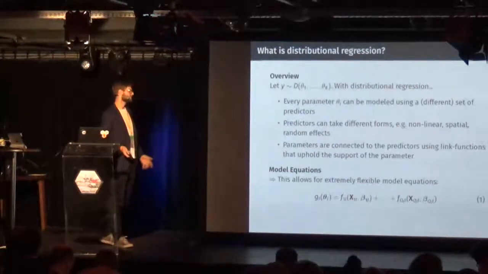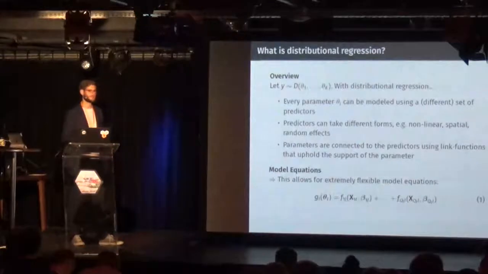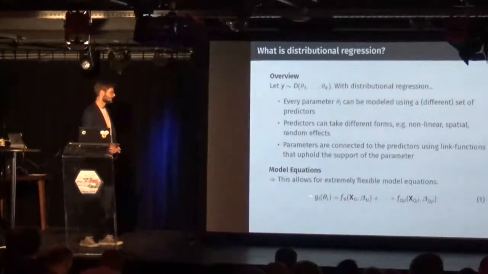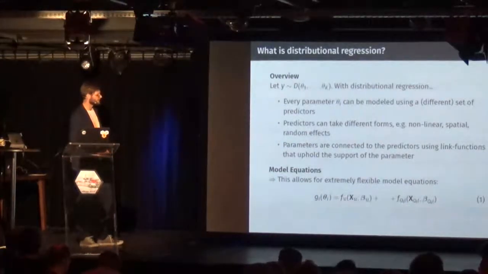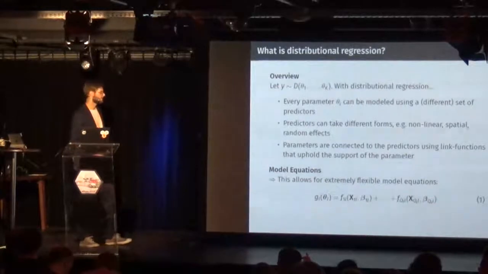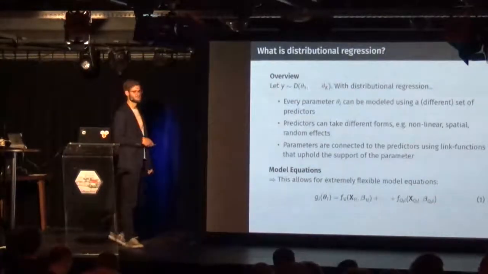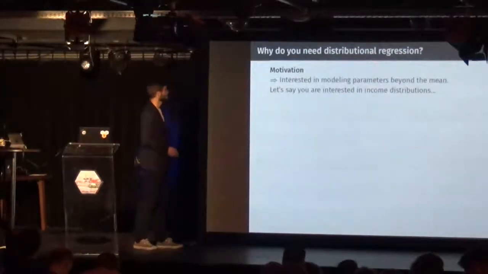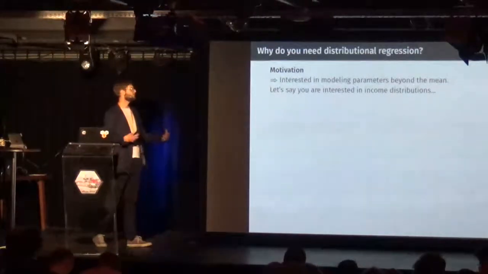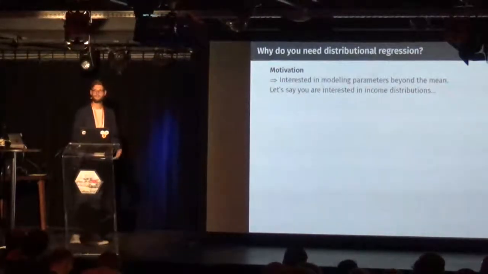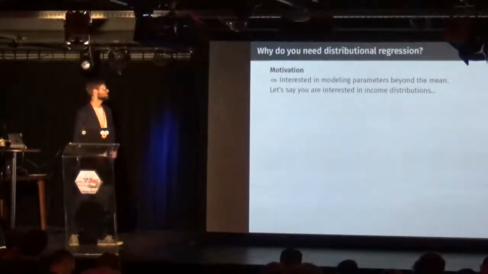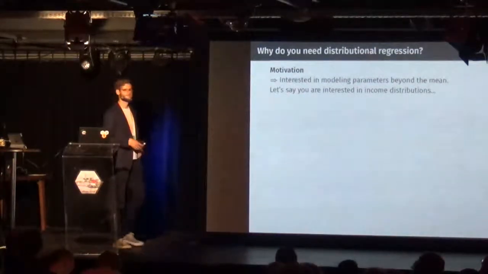And essentially, this allows us to have extremely flexible model equations. Okay, so let's look at that long equation here for a moment. So we have theta l around here that uses some link function here, and then we have some predictors over here that actually are used to model this parameter. So maybe why do you actually need distributional regression? So let's say you're interested in modeling parameters beyond the mean.